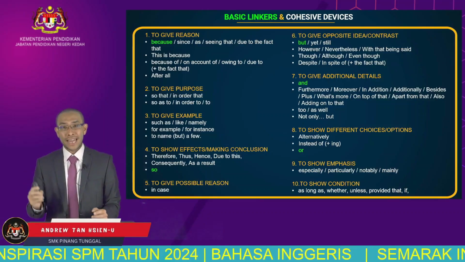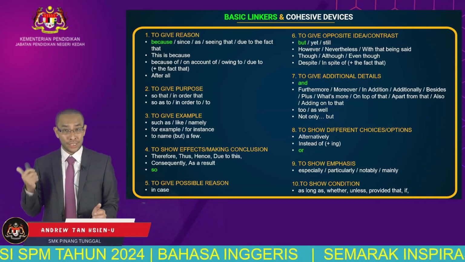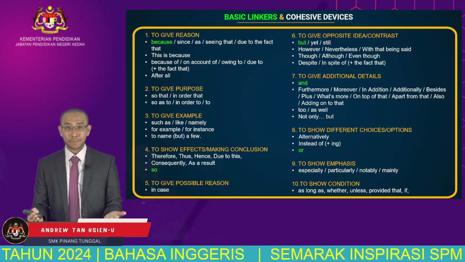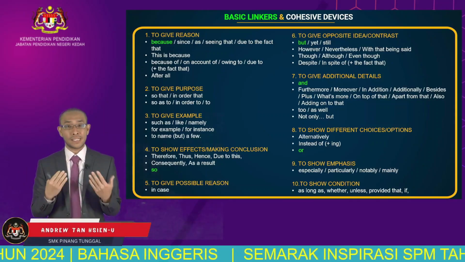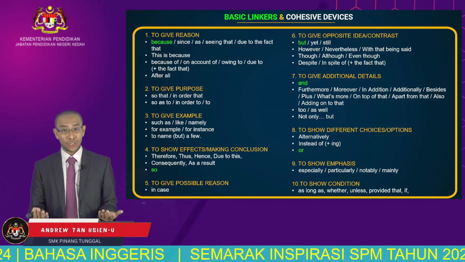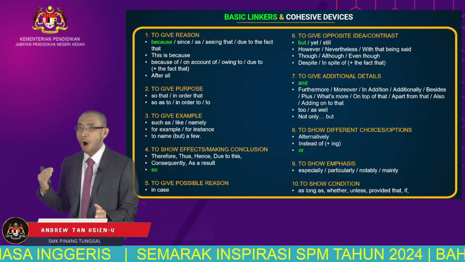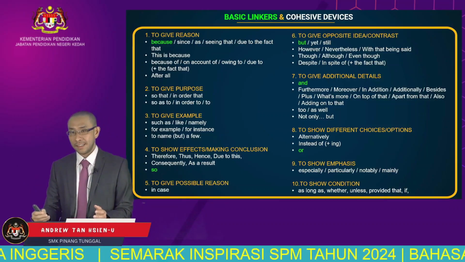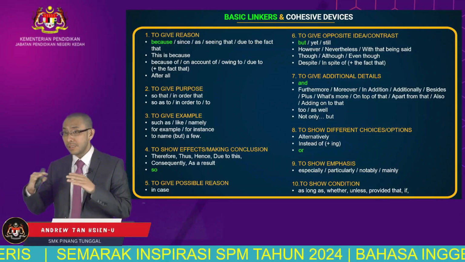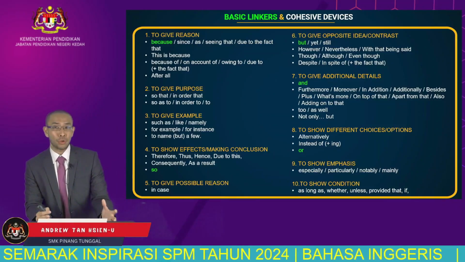Okay? So the 10 categories are, the first one, cohesive devices to give reason. Number 2, cohesive devices to give purpose. Number 3, cohesive devices to give example. Number 4, to show effects or to make conclusion. Number 5, to give possible reason. Number 6, to give opposite idea or contrast. Number 7, to give additional details. Number 8, to show different options or choices. Number 9, to show emphasis. And number 10, to show condition.